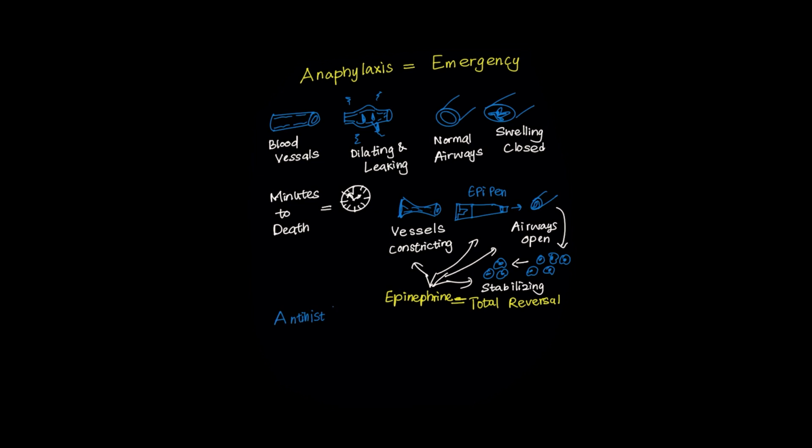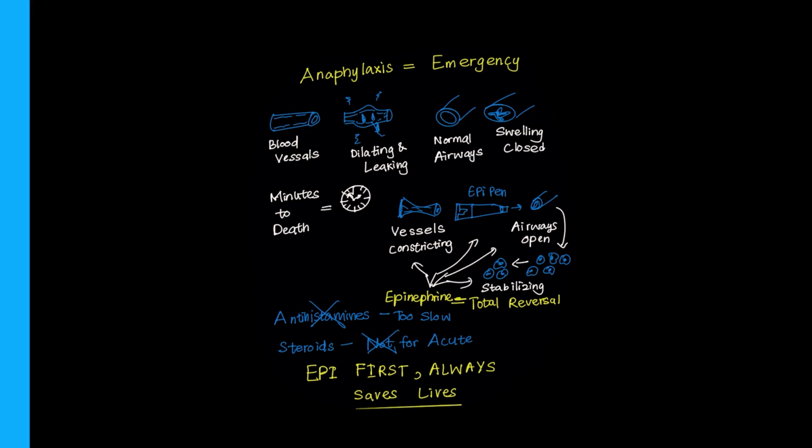Antihistamines like diphenhydramine work too slowly, taking 30 minutes when you have only minutes. Steroids prevent later reactions, but don't reverse acute anaphylaxis. Bronchodilators only address breathing, not the cardiovascular collapse. Remember, EPI first, EPI fast, EPI saves lives.